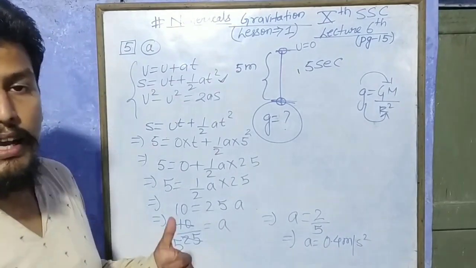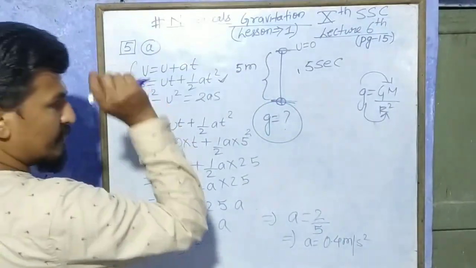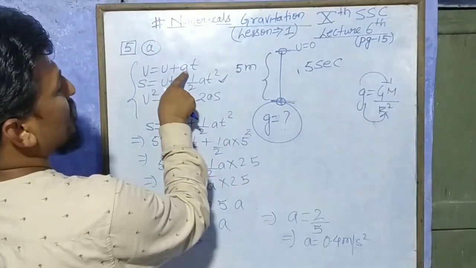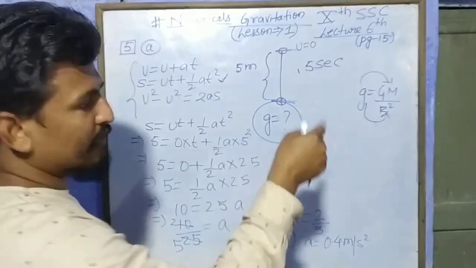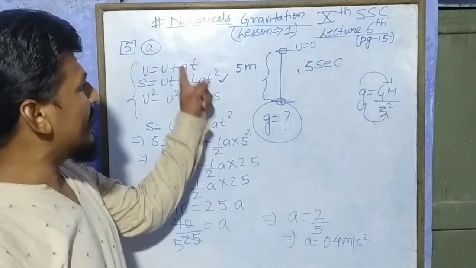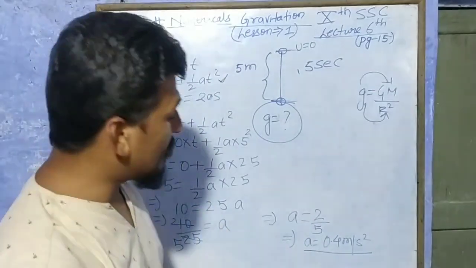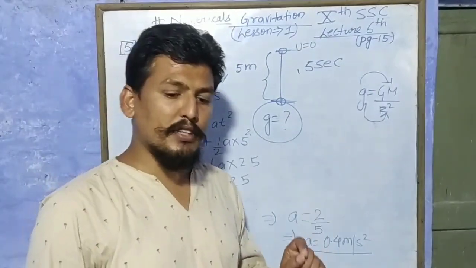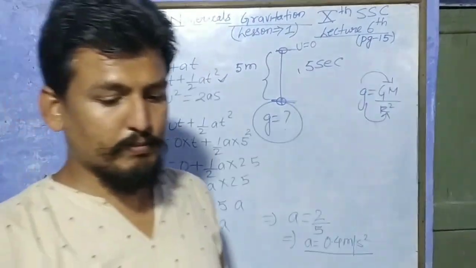So for the value of acceleration due to gravity, you can put g at the place of a. A is acceleration due to gravity, and g is also acceleration due to gravity. So the value of acceleration due to gravity on that planet is 0.4 meter per second square. Right? So this was our first question.